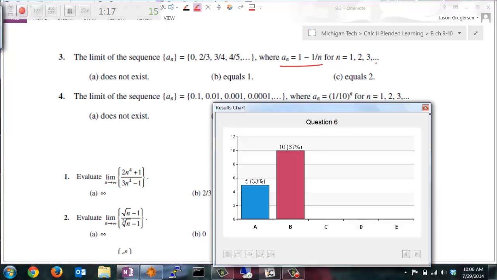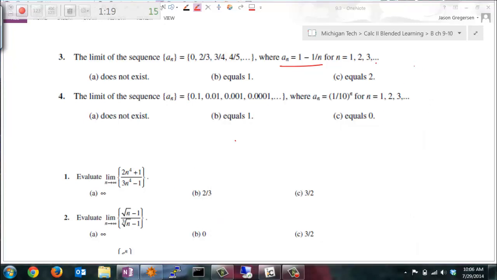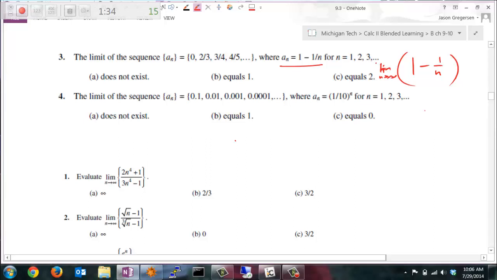Alright, a little split here. Our sequence is 1 minus 1 over n. And we're looking at what happens as n, the limit as n goes to infinity. Well, we can really do this as the limit of a sum. So the limit of the first thing minus the limit of the second thing. The limit of 1 is what? 1. The limit of 1 over n, as n gets big, think about 1 over 10, 1 over 100, 1 over 1,000, 1 over a million. That value is getting smaller and smaller and smaller. So the limit of this thing goes to 0, and we're just left with 1. So this would be b. Any questions about that?